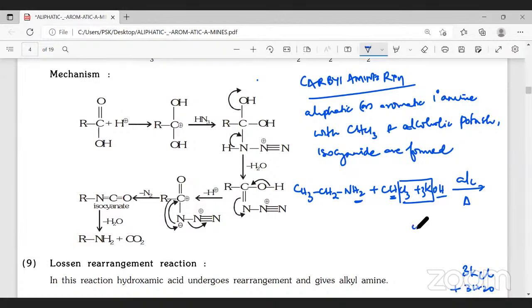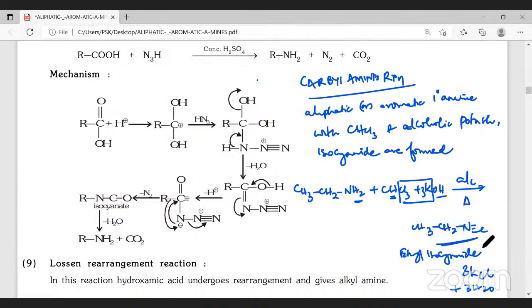What else is left out? You have CH3CH2, single bond N, and you have the C. So you will have a triple bond. So it is NC. NC compounds are called isocyanides. So the name of this molecule will be ethyl isocyanide. These are generally called carbylamines. It is a highly toxic gas. It is highly dangerous. So carbylamines are nothing but isocyanides, which are highly toxic in nature.